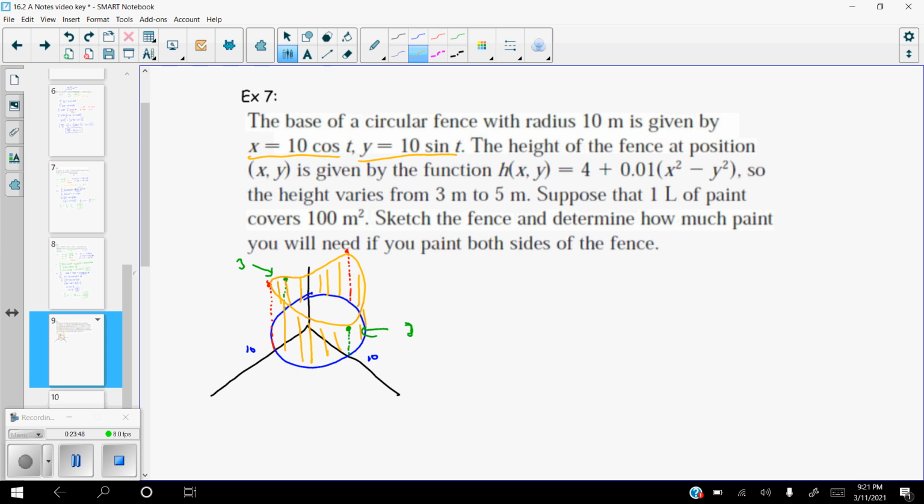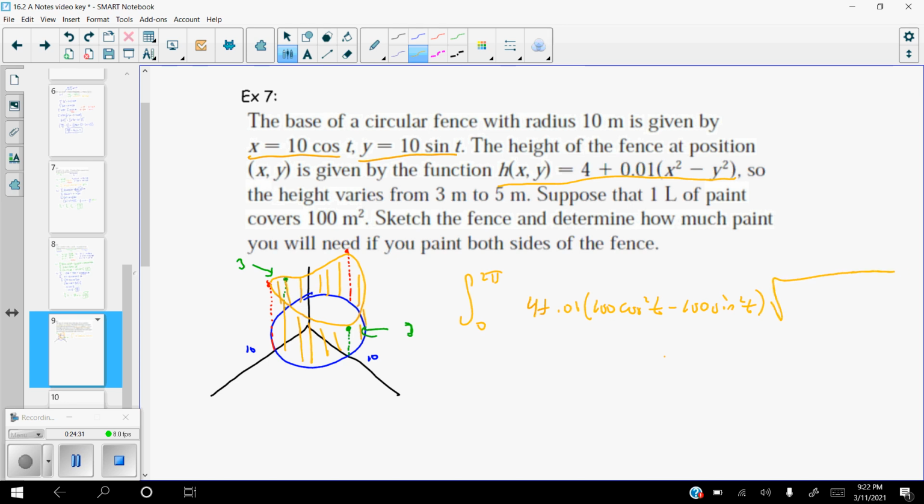We know it's circular in nature, and the base, or the blue part, the curve, goes all the way from 0 to 2 pi. So I do know that my line integral is going to go from 0 to 2 pi. Okay, the function that we're parameterizing is this height. So that's going to be 4 plus 0.01 times x squared minus y squared. Boy, I wish that was plus y squared. It would be so much easier. It's not. So x squared is going to be 100 cosine squared t, because it's squared, minus 100 sine squared t.